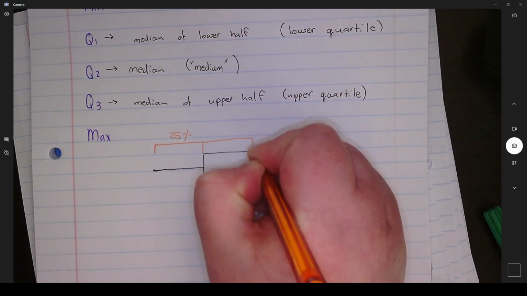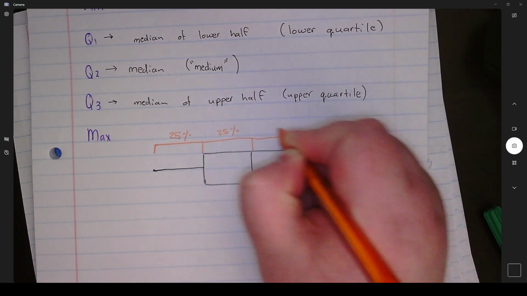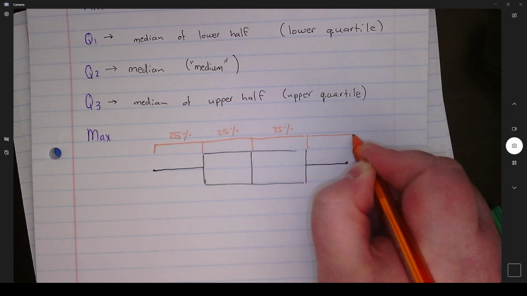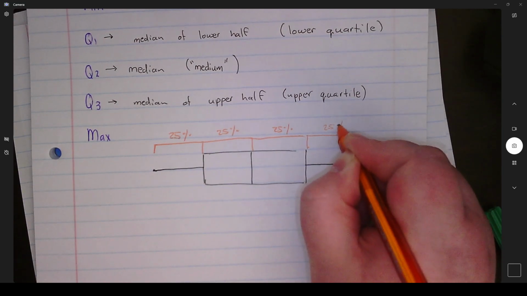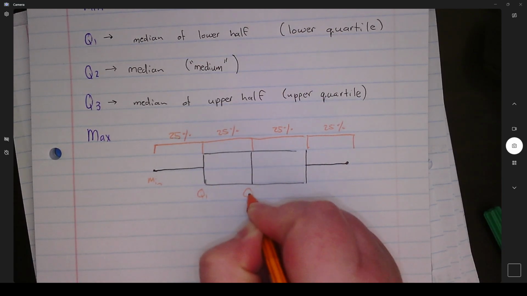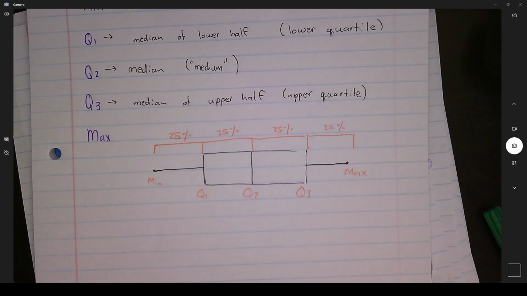Another 25% of your data lies there. Another 25% of your data lies there. And the last 25% of your data lies here. If this is minimum, quartile 1, quartile 2, quartile 3, and maximum.